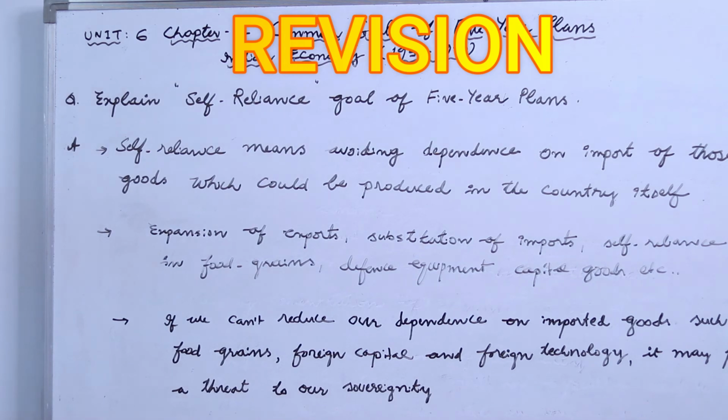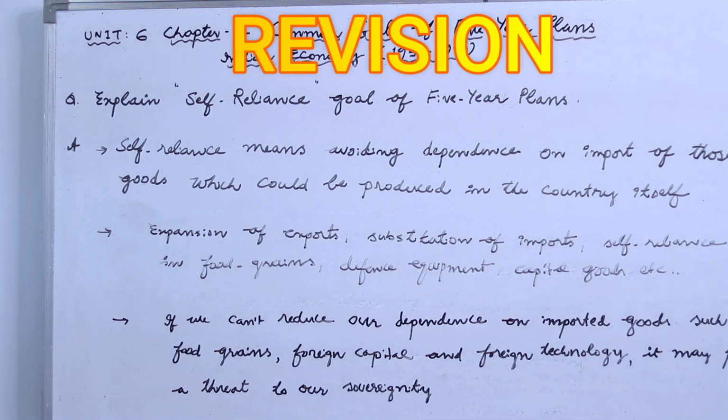The importance of self-reliance could be understood in the backdrop of our freedom from foreign domination. If we cannot reduce our dependence on imported goods such as food grains, foreign capital, foreign technology, it may pose a threat to our sovereignty, which may further invite interference in our policies. The country will become dependent on other countries.